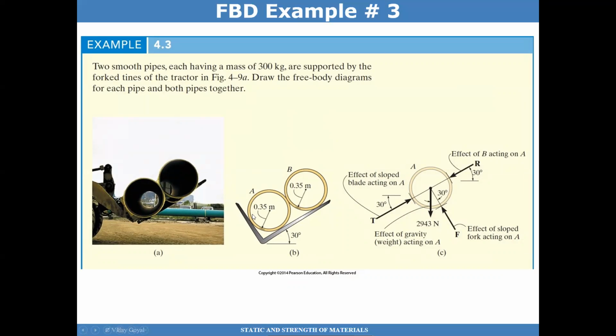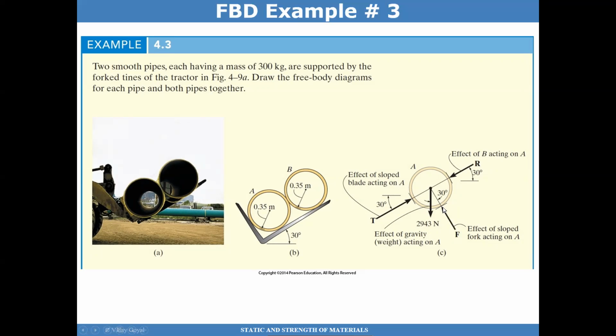So for pipe A, I have pipe A. Pipe A is in contact with pipe B. So clearly, I have a normal force acting on pipe A that comes from the contact between pipe B and pipe A. So I should replace it with a reaction, a contact force R. I know the angle of 30 degrees, so I should transfer that information to this diagram in case I need it later on. Pipe A is also in contact with the bottom surface here, and so I should replace the bottom surface with a contact force F. That's the fork acting on this pipe A.